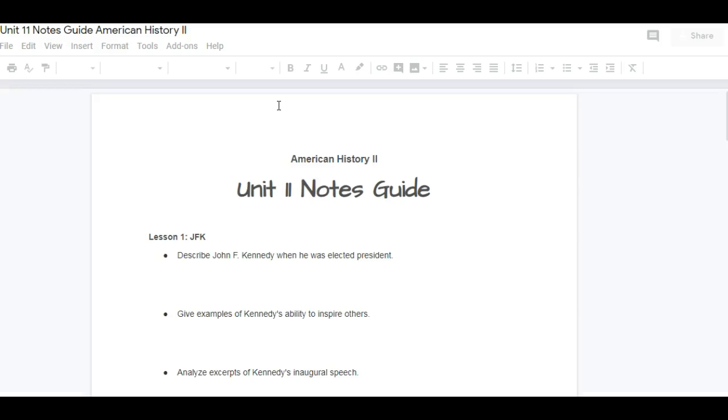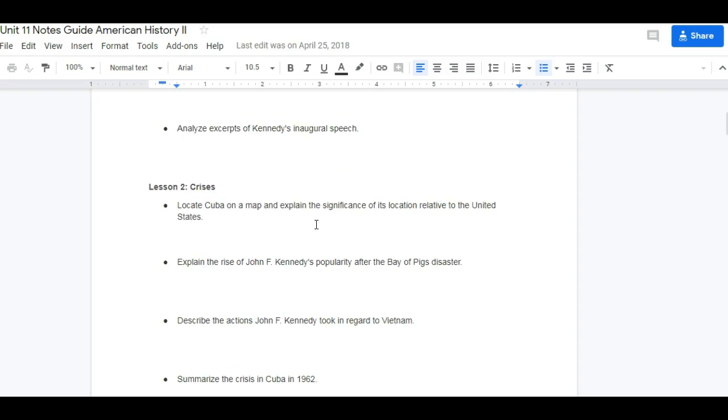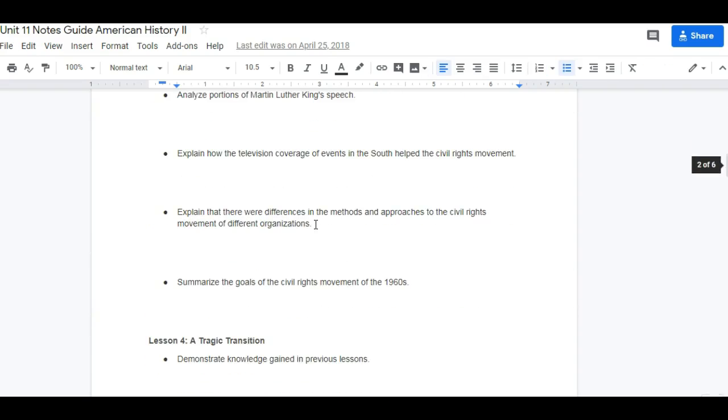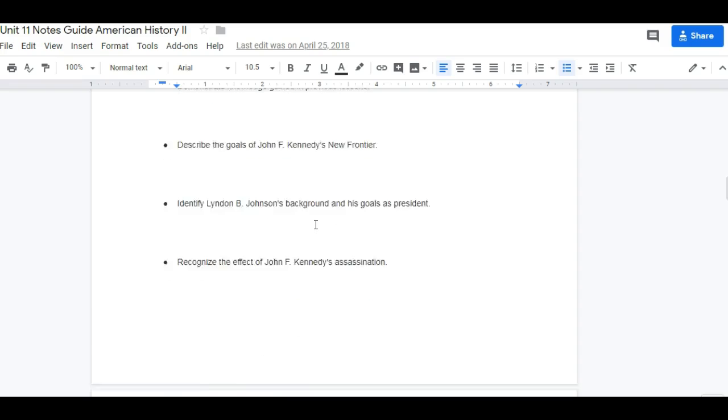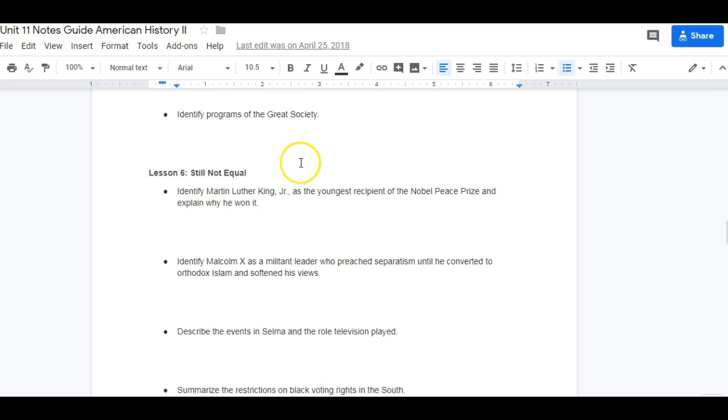So I'm going to open up the notes guides because this guides you through taking notes on each of the lessons, and it gives you a little bit more information about each lesson. So I'm going to go down through here. All right, so in lesson 5, we started talking about LBJ. Identify how the escalating cost of conflict in Vietnam affected LBJ's Great Society programs. So that may be one place that we want to start looking.